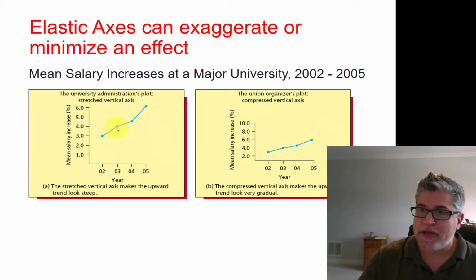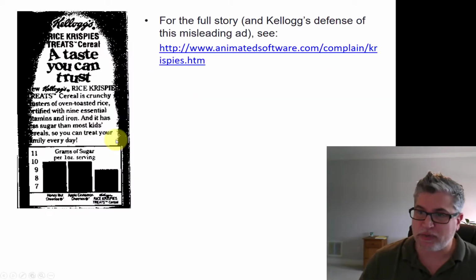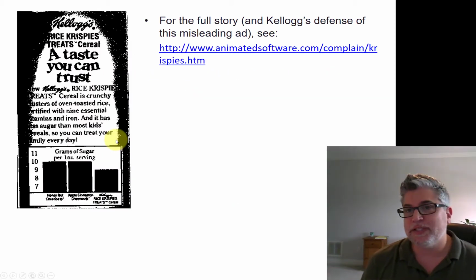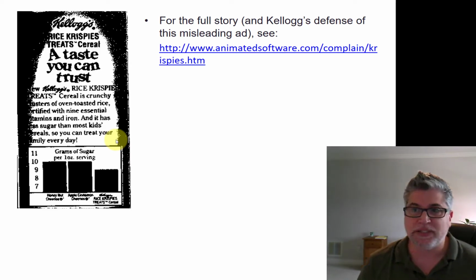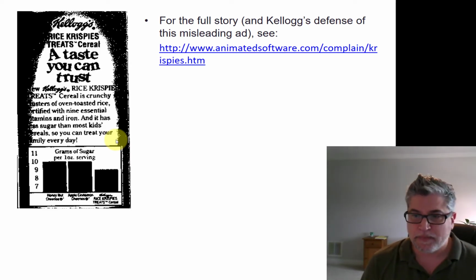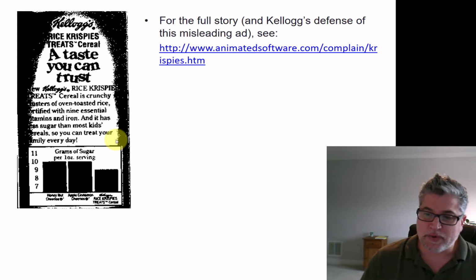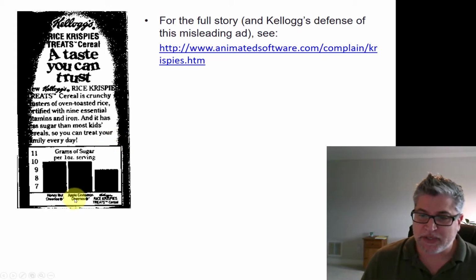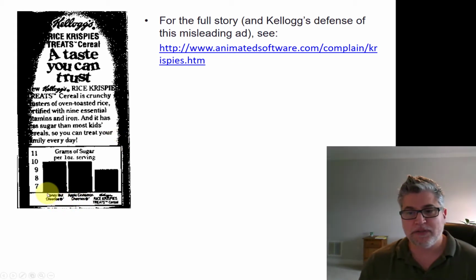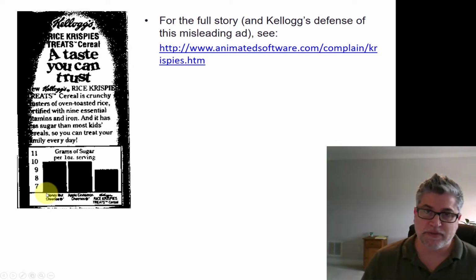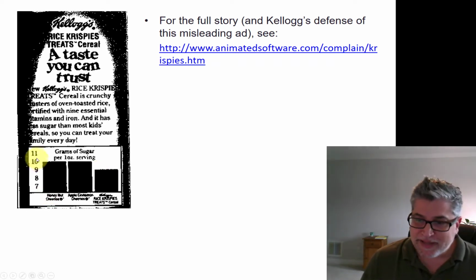Okay, now I talked about a non-zero axis. Here's one, finally. So this is from the side of a cereal box. This is Rice Krispies. They want to talk about how much sugar is in Rice Krispies versus Apple Cinnamon Cheerios and Honey Nut Cheerios. There isn't that much difference. 10 grams and 10 grams versus 9 grams. It's damn near nothing. But they truncated this picture.